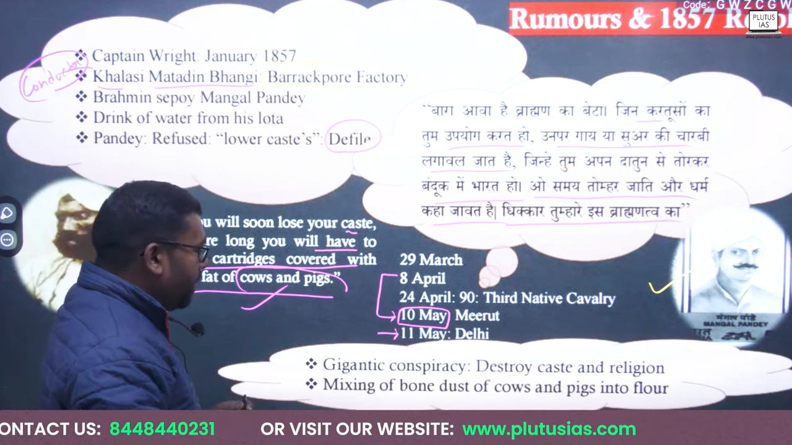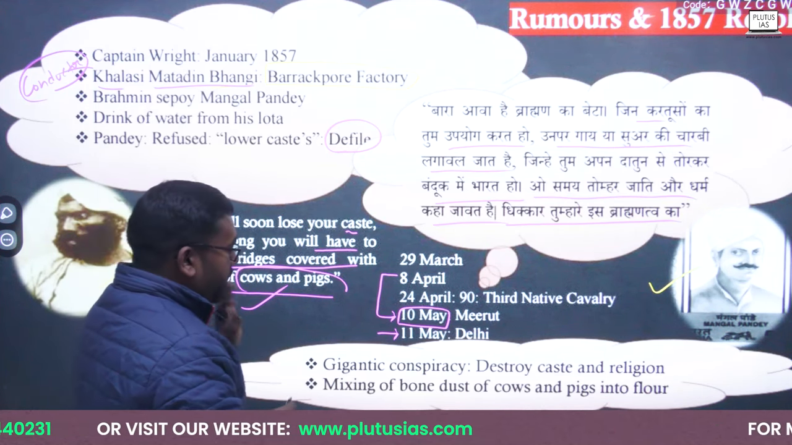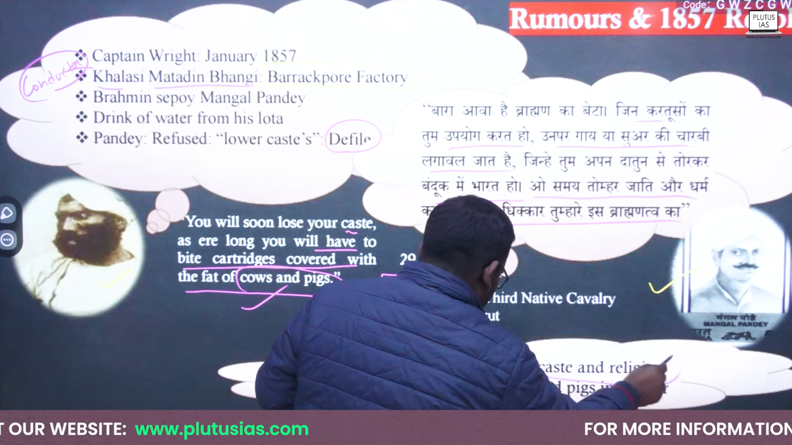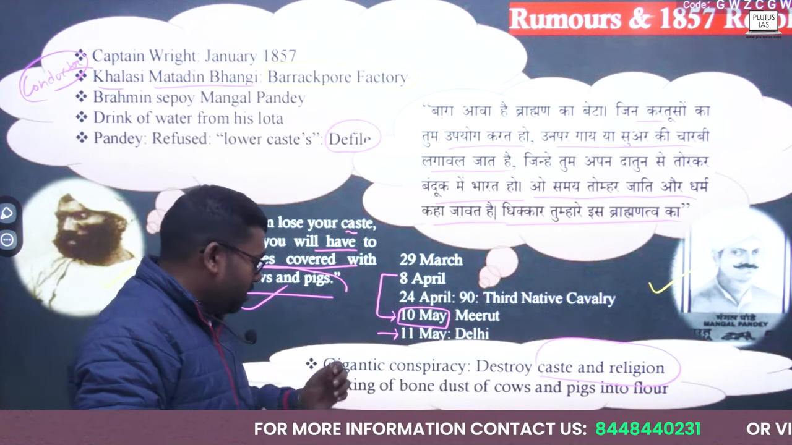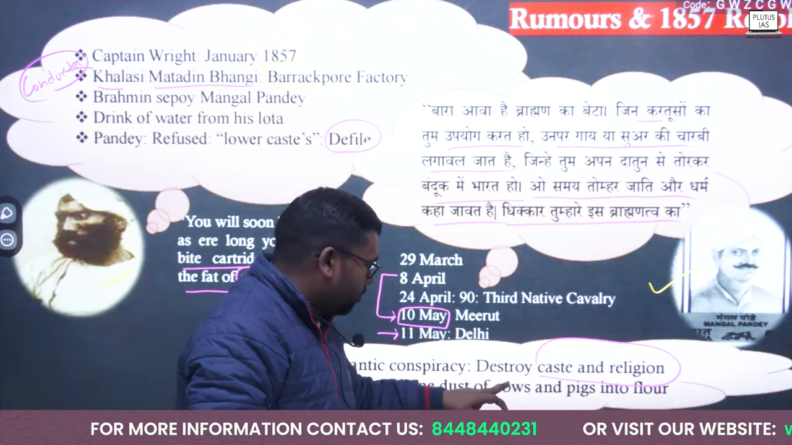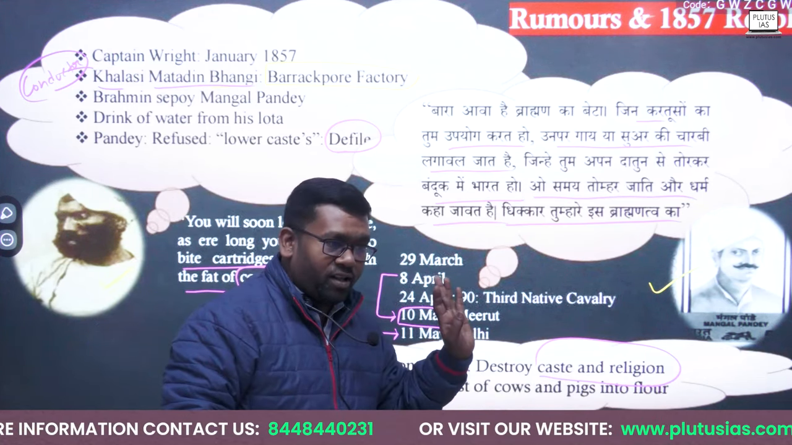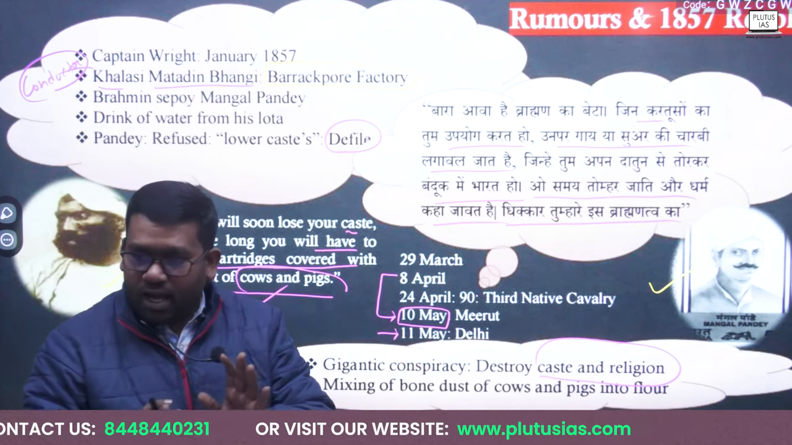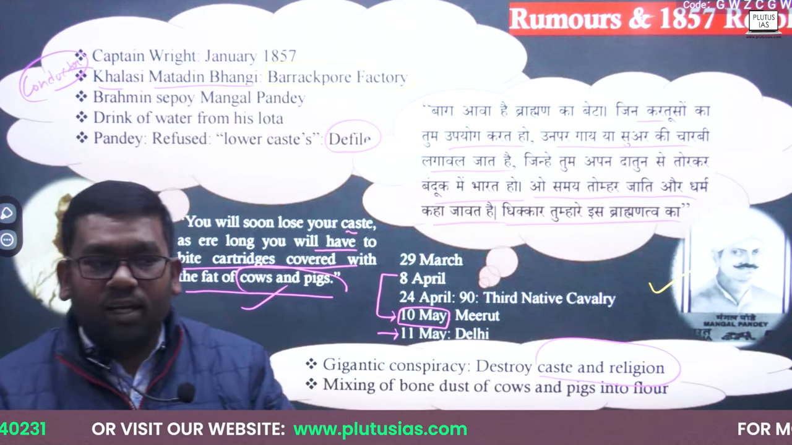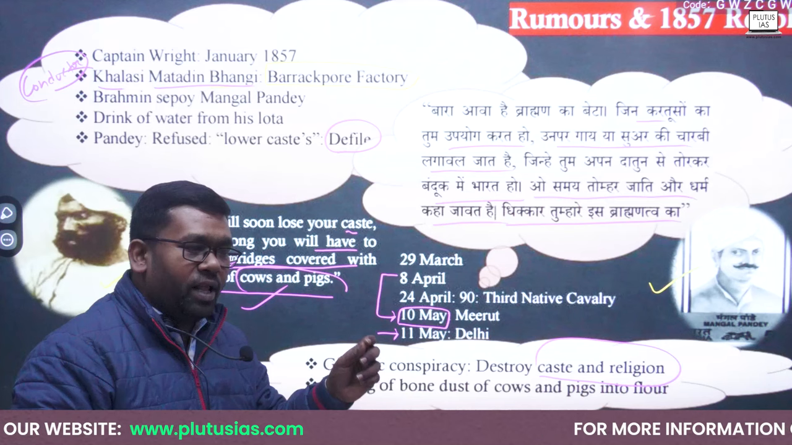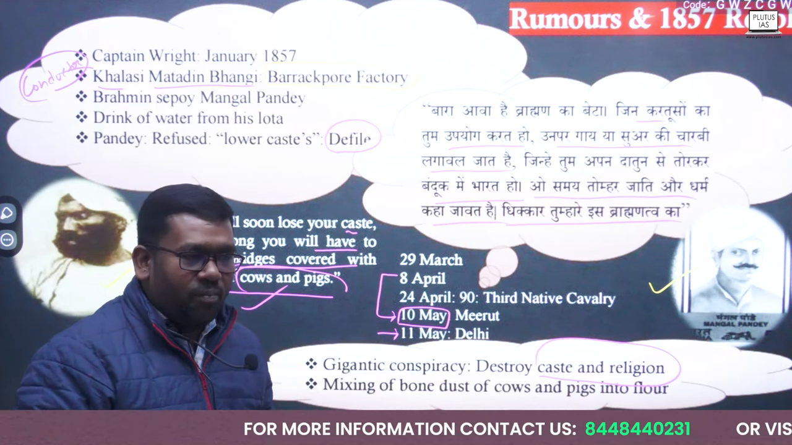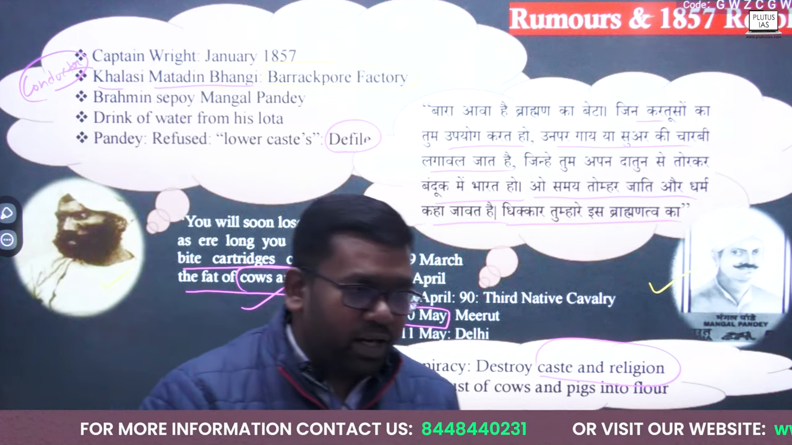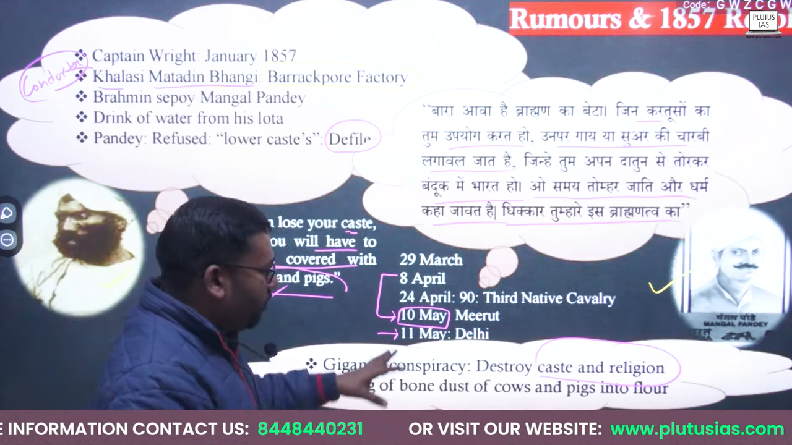So the main thing is that they believed the British were destroying Indian caste and religion. And it was also said that the Britishers had mixed the bone dust of cows and pigs into the flour in the market. Whatever flour was coming into the market, the bone dust of cow and pig had been mixed. Cow means the Hindus won't eat it. Pig means the Muslims won't eat it. So this is the way the revolt started.